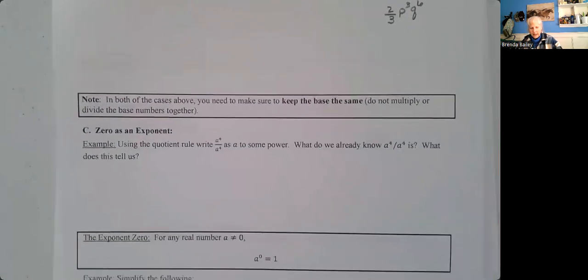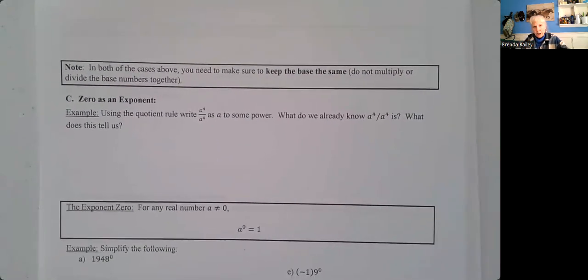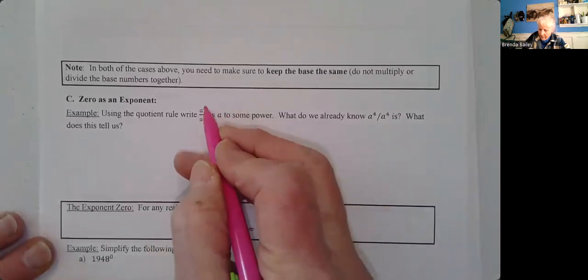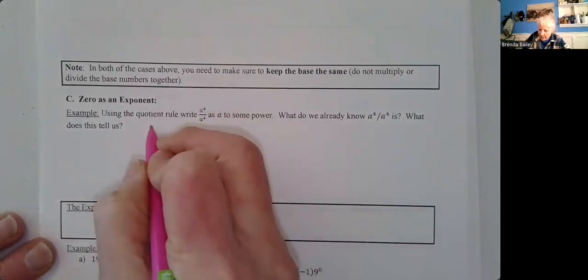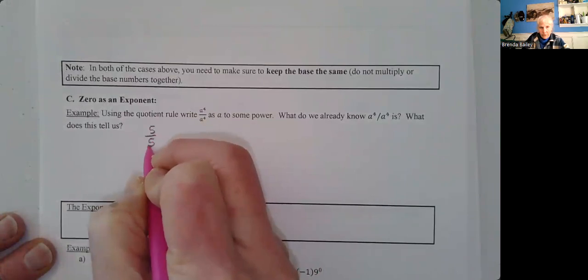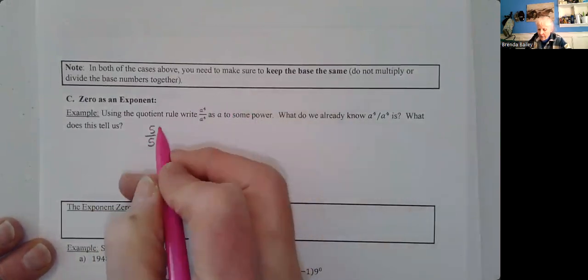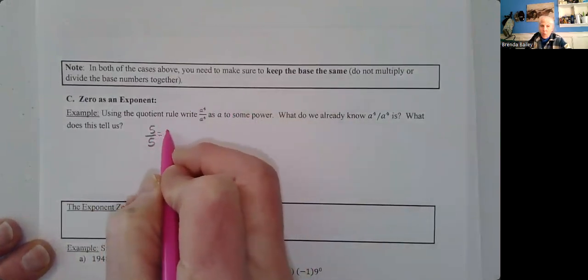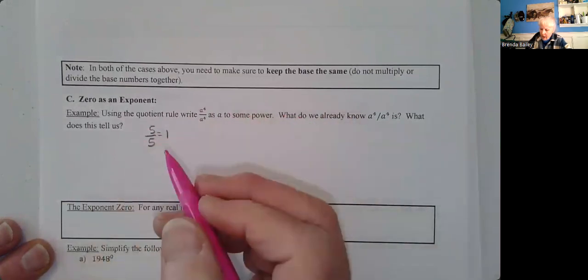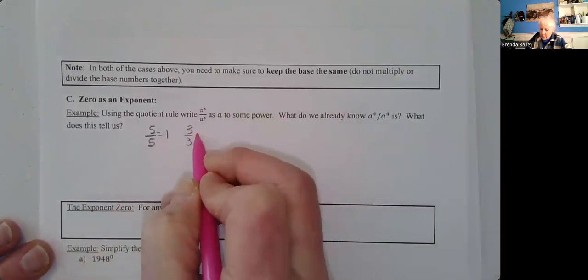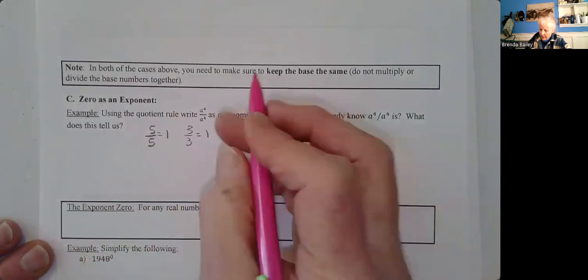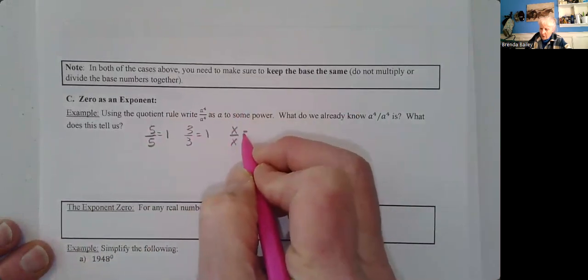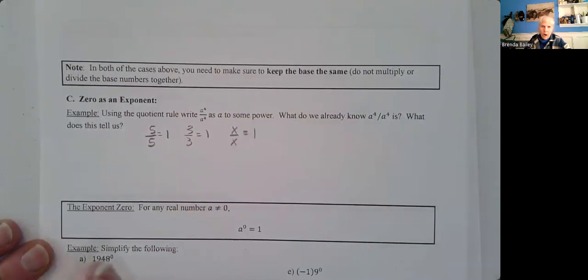Okay, 0 as an exponent. So here we're going to use another example than a to the 4th over a to the 4th. If we have 5 over 5, we know that that's equal to 1 if you reduced it. 3 over 3 is equal to 1. x over x is equal to 1. All of those are equal to 1.